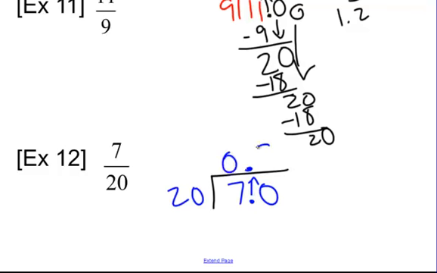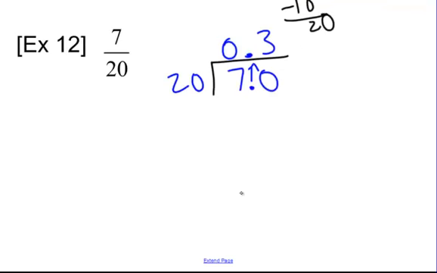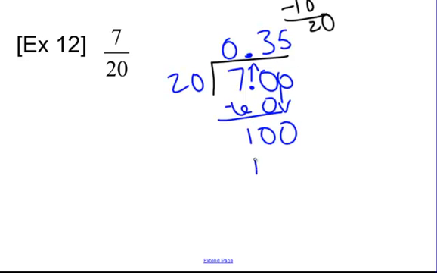20 goes into 70 3 times. 3 times 20 is 60. Subtract, we get 10. 20 doesn't go into 10. Let's bring down another 0. 20 goes into 100 5 times. 5 times 20 is 100. We get 0. So I know that we have 0.35. And again, that's a rational number because it's a terminating decimal. Terminating means stopped.